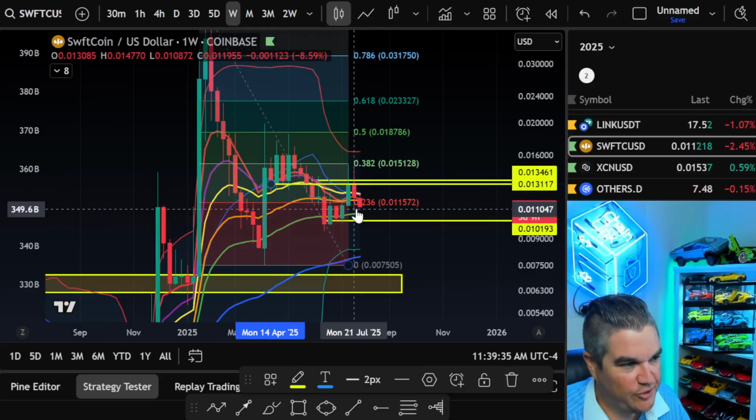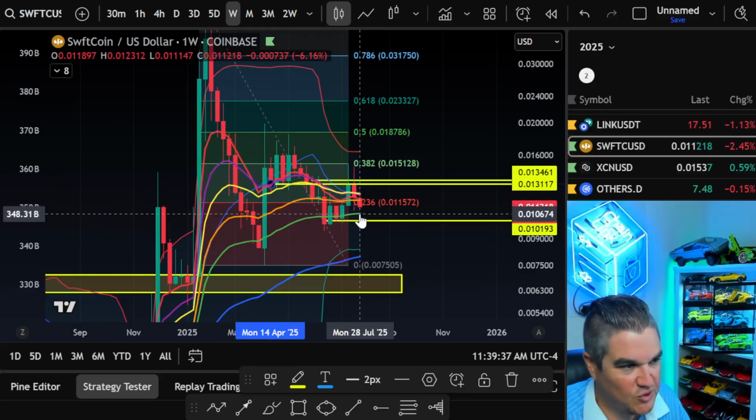Okay, we're trying to find our footing here. Again, we'd love to hold right around here. The 50 week would be a great spot. If we go down a little lower, it's right at the penny. It's like right on it, right?